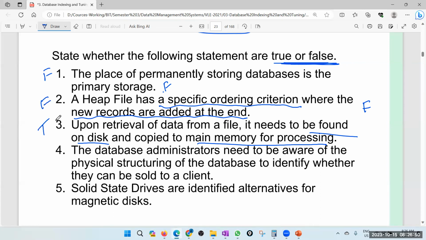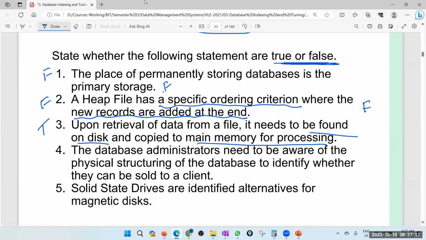The database administrators need to be aware of the physical structuring of the database to identify whether they can be sold to a client. What is that? The database administrators need to be aware of the physical structuring of the database. That is correct. Of course, database administrators must know the physical structure. To identify whether they can be sold to client. I don't know what that is.